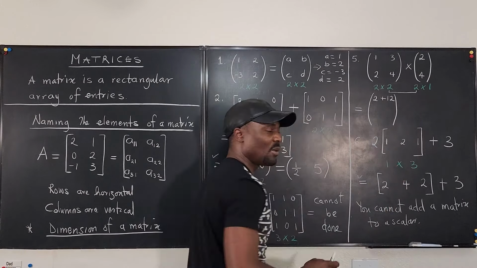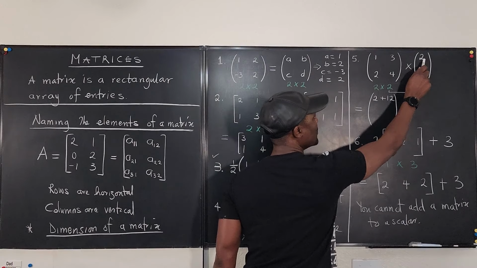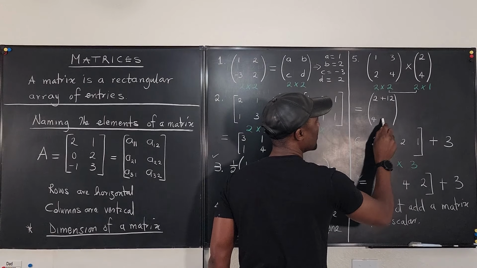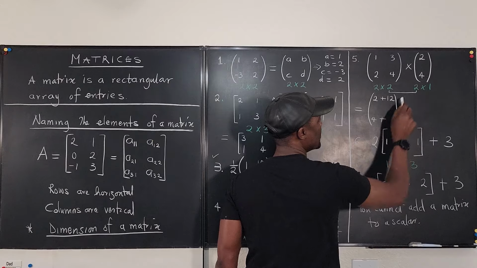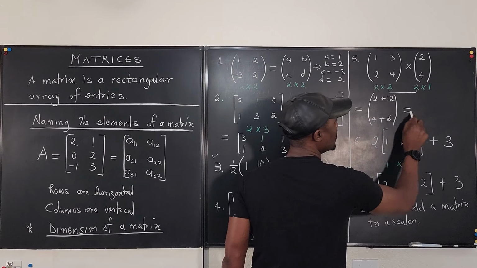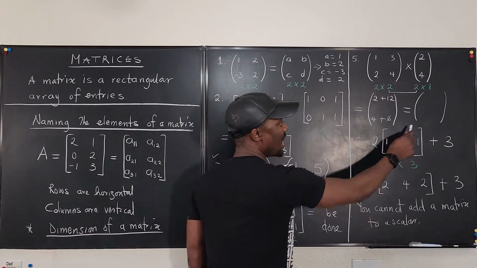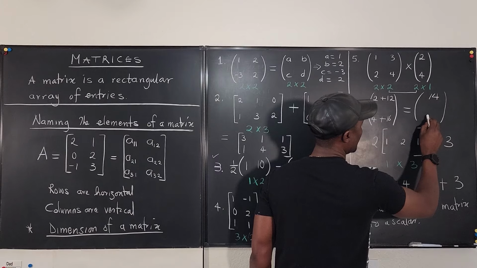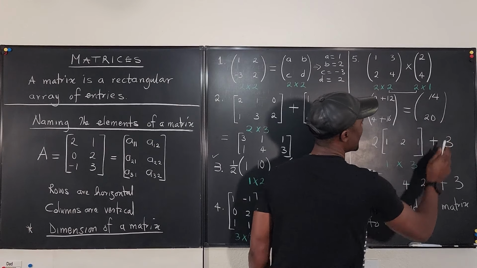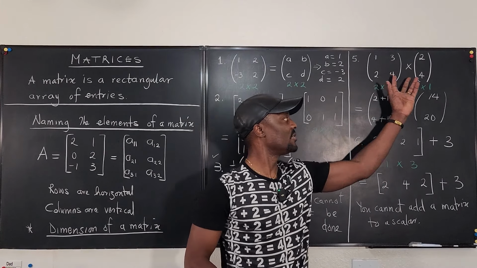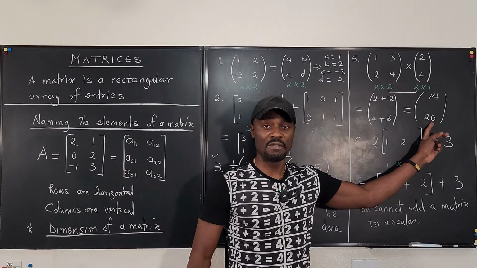And then you do the same thing. It's going to be 2 times 2 plus 4 times 4, 20. So the resulting matrix from this is 14, 20.